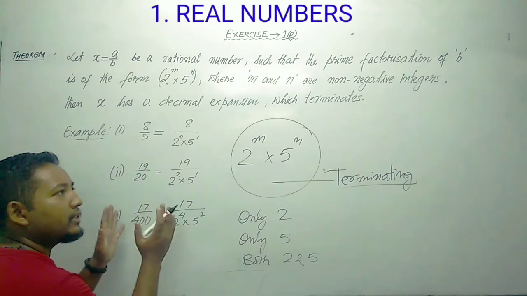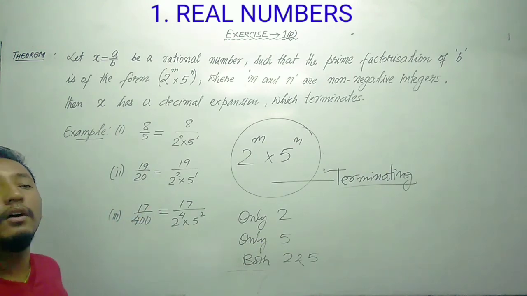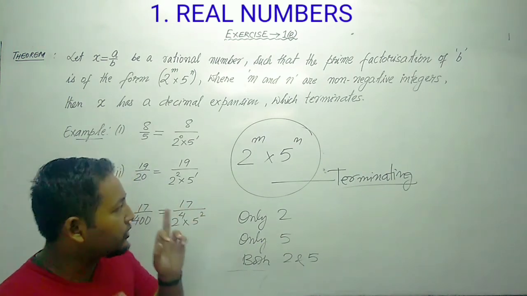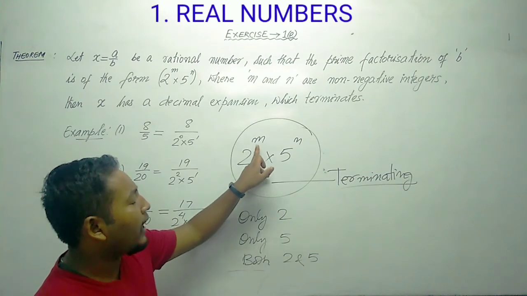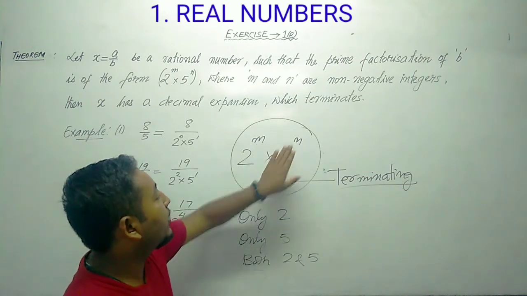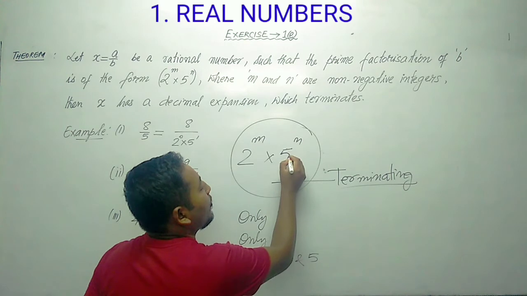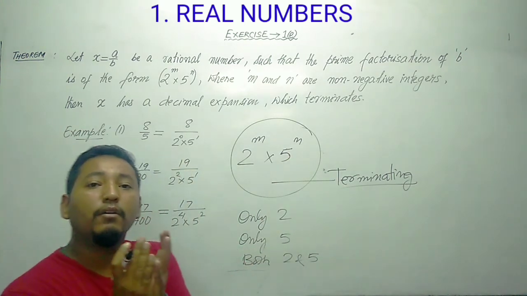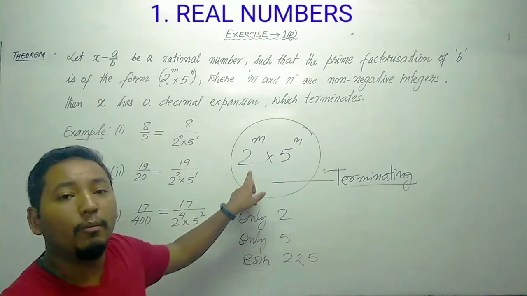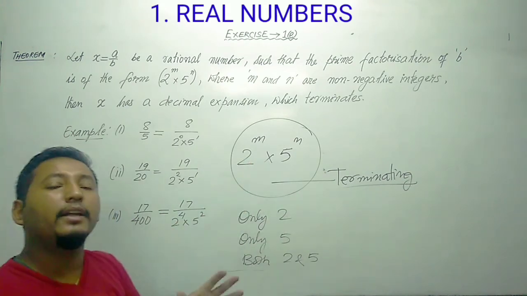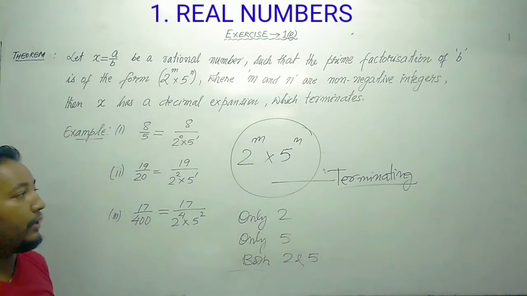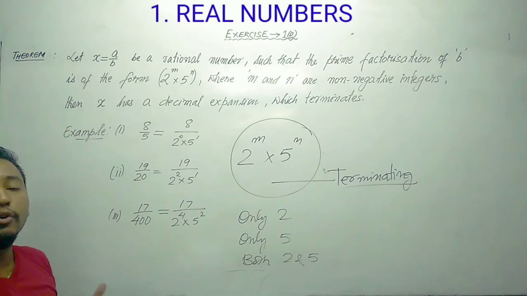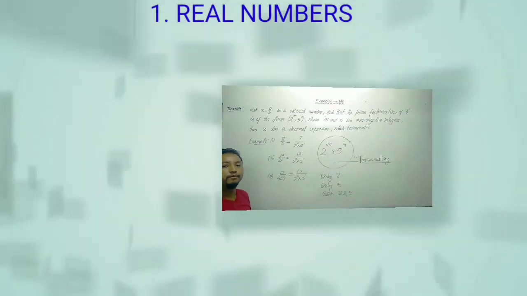So this is a very simple theorem, very simple formula to understand. Just remember 2 to the power m into 5 to the power n. If the denominator of a certain number has prime factors of this form, 2 and 5, then it is a terminating decimal. So let us move on to the questions of this exercise.